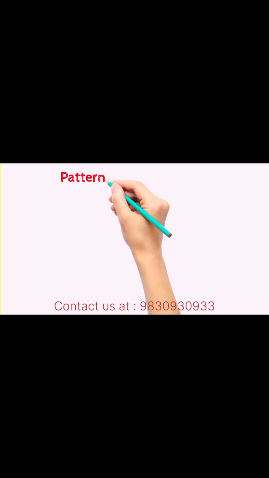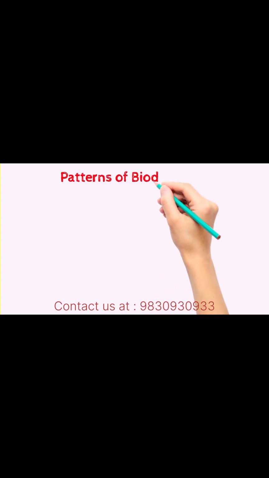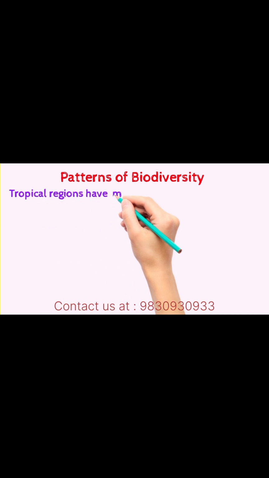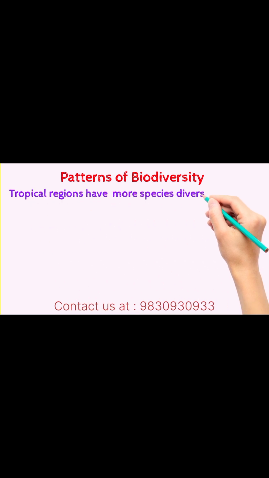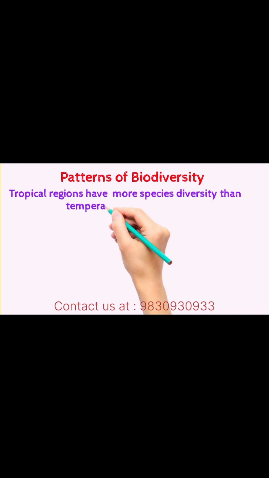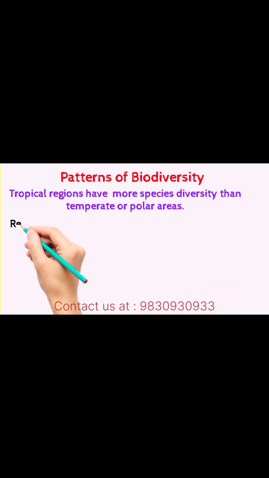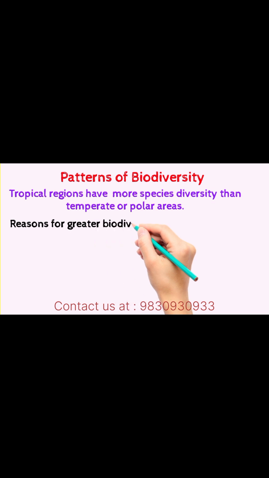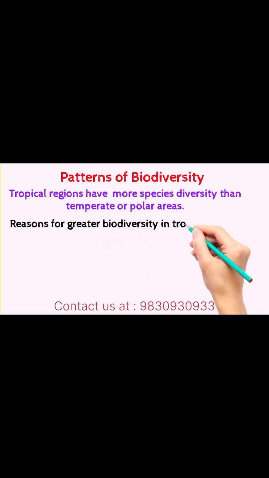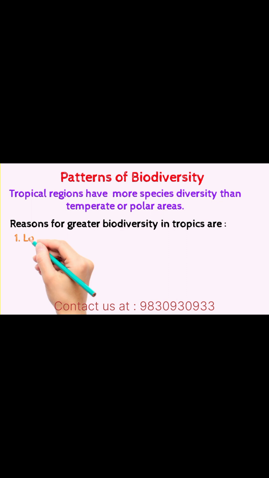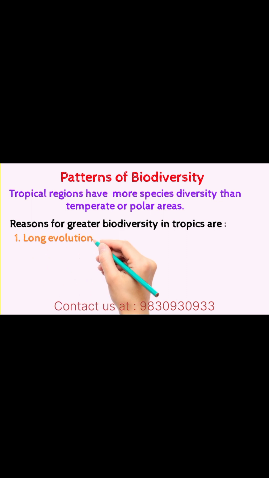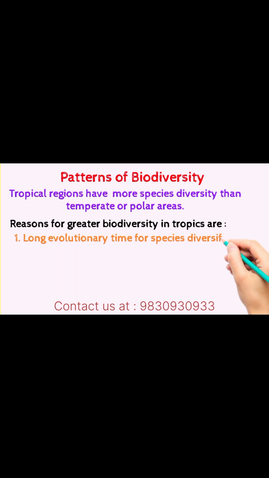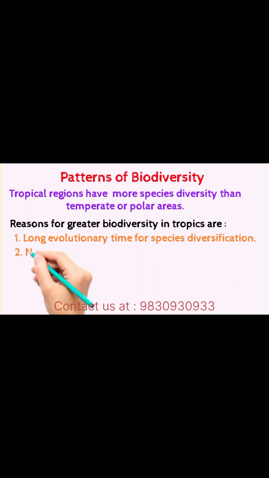Now we will study about the patterns of biodiversity. Tropical regions have more species diversity than temperate or polar areas. When we move from the tropics to the south or north pole, the diversity decreases. The main reason for this great diversity is the long evolutionary time for species diversification, niche specialization, and more solar energy and high productivity in the tropical regions.